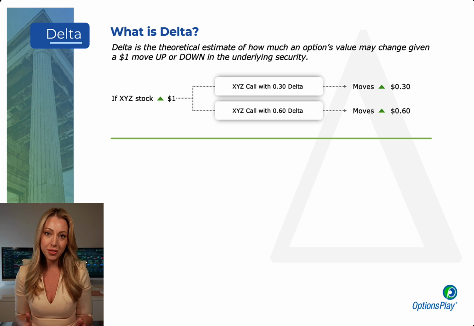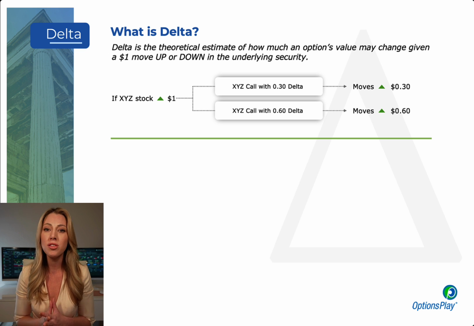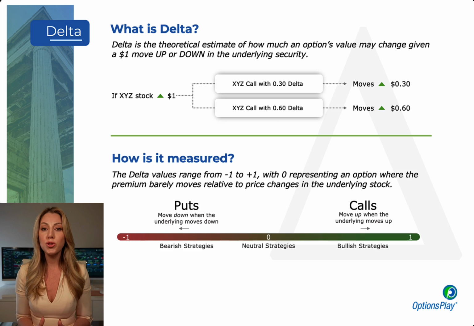Let's look at delta. By delta's definition, it tells us how much an options premium will move if the underlying security, stock, or ETF moves up or down by $1. So that's really the definition, but how do we actually use delta? And delta, interestingly enough, is probably one of the most important Greeks to understand and has the most uses. Let's look at how delta is measured. Delta is on a scale from -1 to +1. Bullish strategies have a positive delta and bearish strategies have a negative delta. Any neutral strategies are going to have a delta really close to 0.